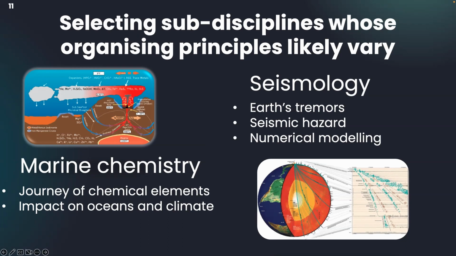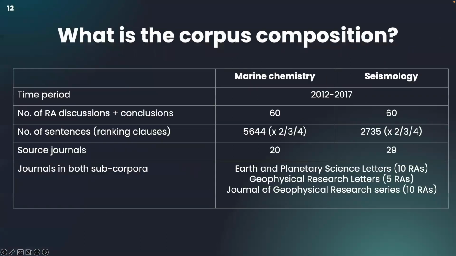So once I had the subdisciplines, it was time to construct my corpus. What I did was I collected 120 discussion and conclusion sections from experimental articles. Experimental meaning that there's methodology and results, as opposed to review articles or only methodological articles or only theoretical articles. The articles were published in a 5-year period. That was the latest 5-year period at the point when I started collecting my data in 2018. I focused on discussions and conclusions because it was there that I expected a high concentration of knowledge claims.